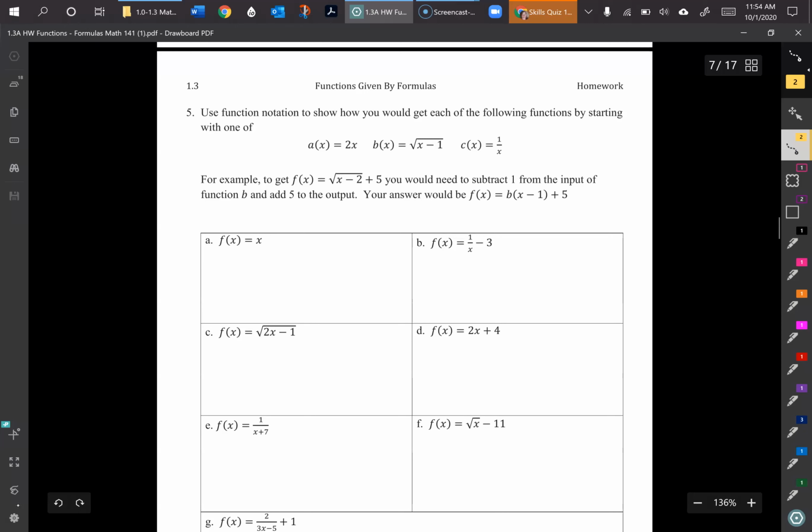So if I had that to start with, how would I get it to be something looking different, like if I had this? And I'll probably have to mix some things together, right? So b of x equals square root of x minus 1. c of x equals 1 over x.